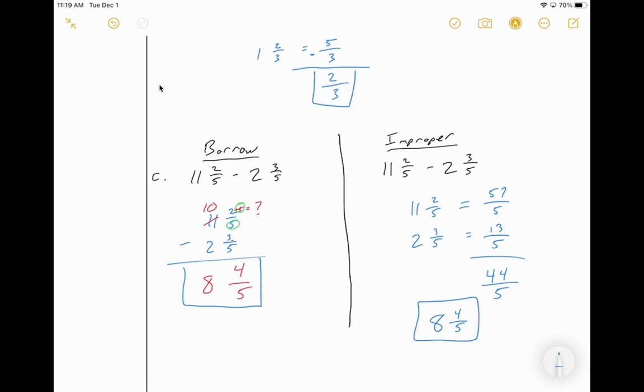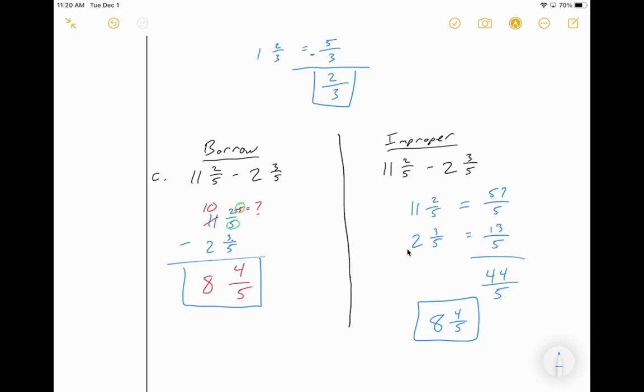All right. From here on out, you get to use whichever method you want to use, okay? Again, I like to borrow. I think it's a little faster. I think the improper, sometimes the numbers are kind of hard, especially if the numbers get really big. But if you like the improper method, then I would say go ahead and use it, whichever one you like better, right? We're going to do a few problems now together.